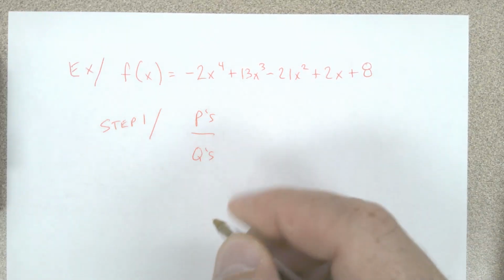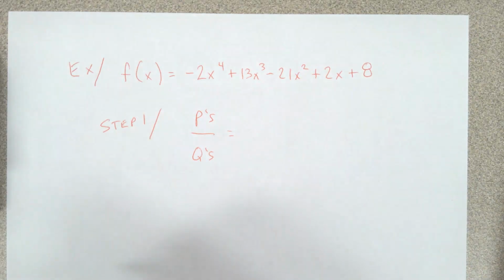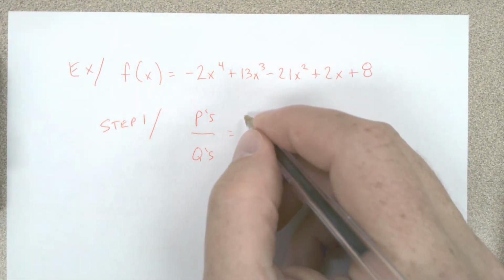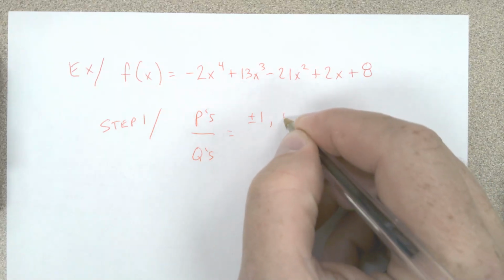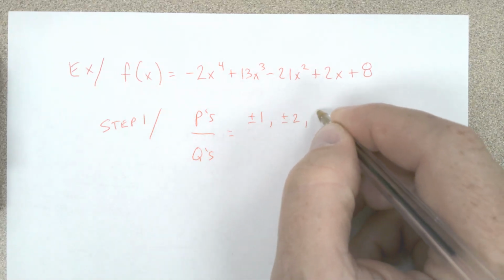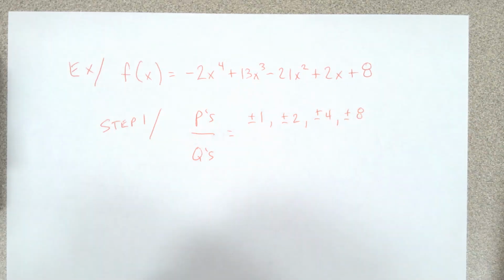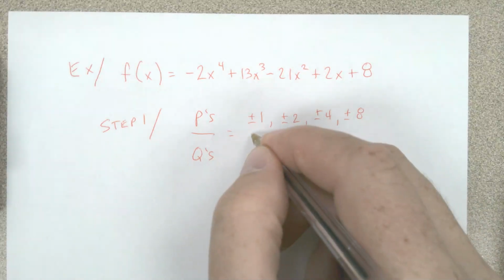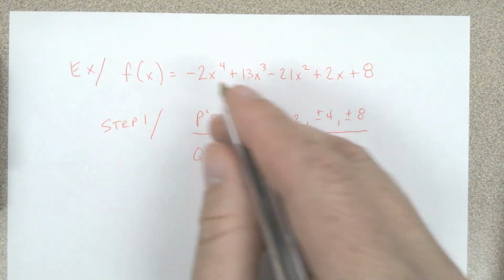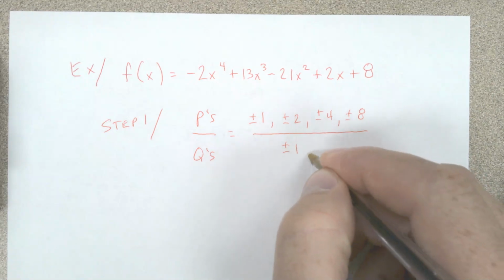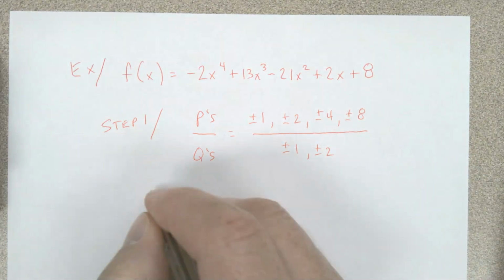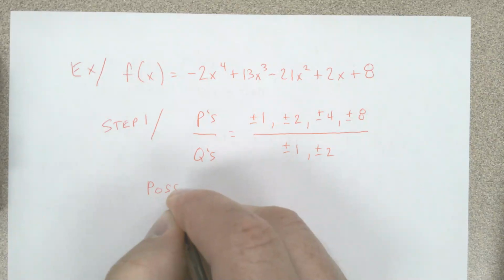Remember, p's are our factors of our constant, which is 8 in this case. So it's going to be plus or minus 1, plus or minus 2, plus or minus 4, and plus or minus 8. And then if we list our factors of the leading coefficient, plus or minus 1 and plus or minus 2.